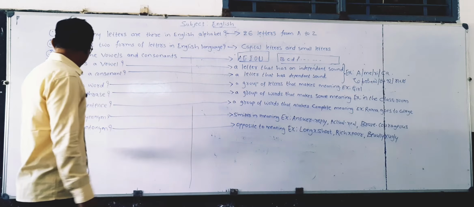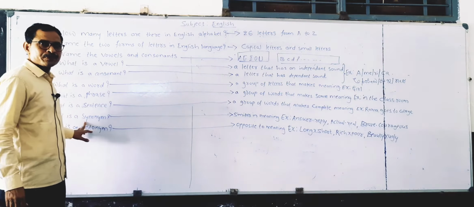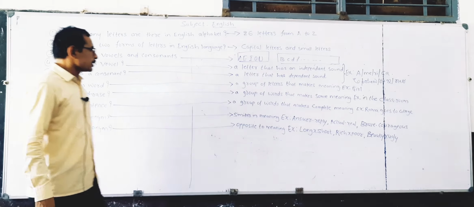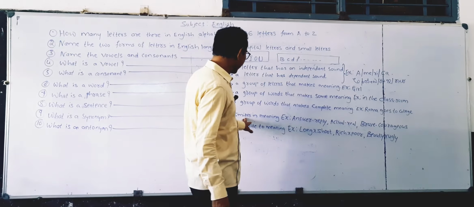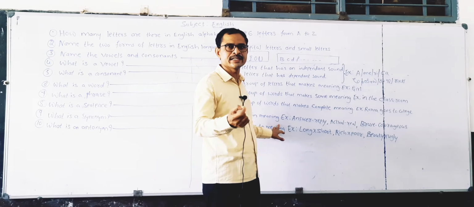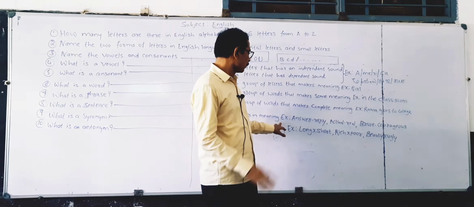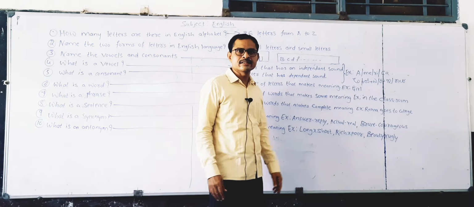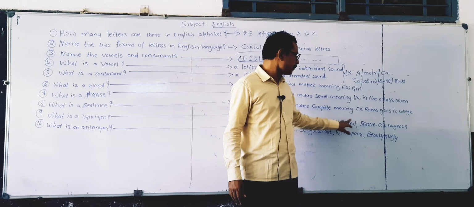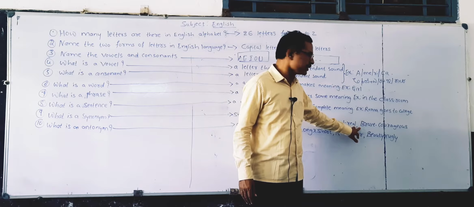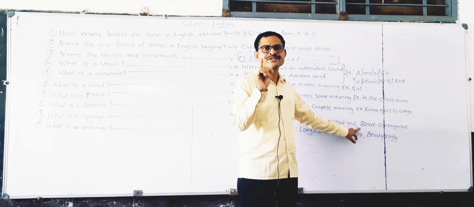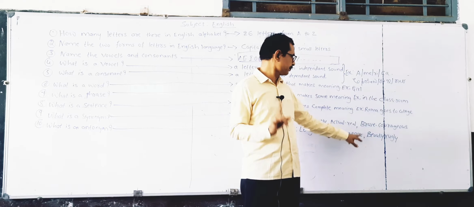Next, we need to know what is a synonym. A synonym is a word which is similar in meaning. The words which have the same meaning. For example, answer, reply, actual, real, brave, courageous. So we call such words synonyms.